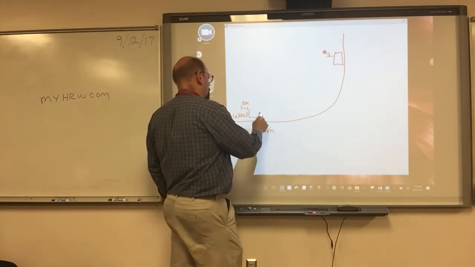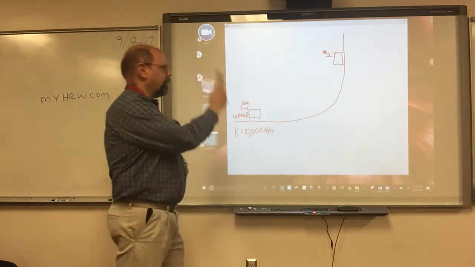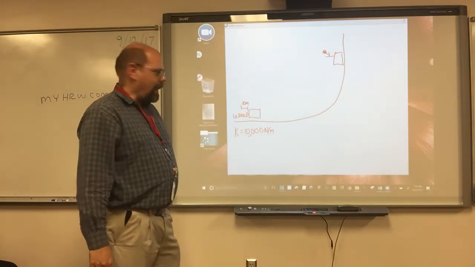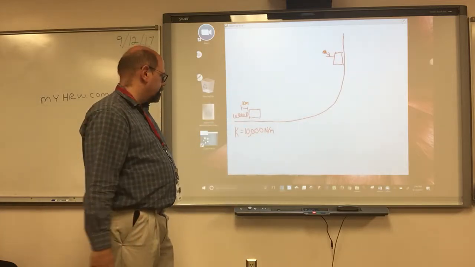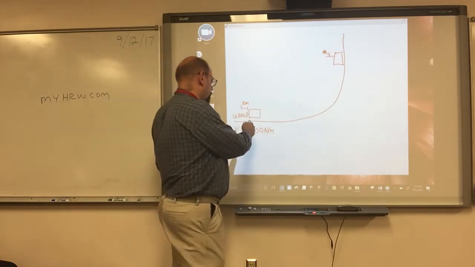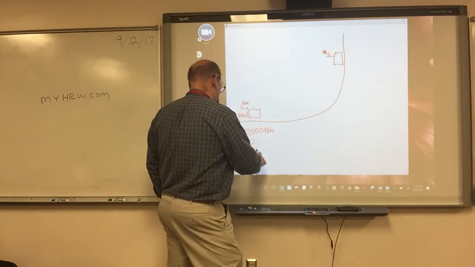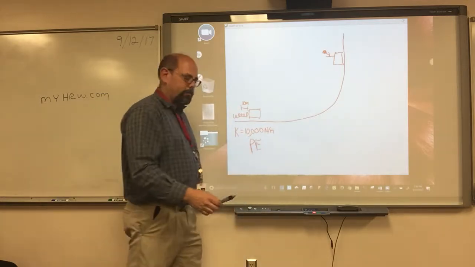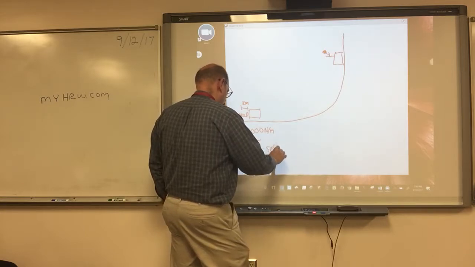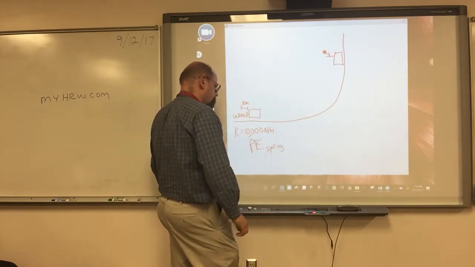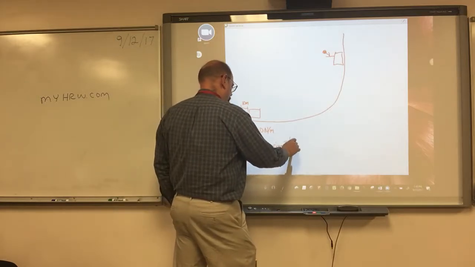So here's where we start with our car. There's where we end with the car up that hill, and we're going to assume that the track doesn't take away energy. It's frictionless. So what kind of energy is this? This is potential energy. Potential to do work, but it's a spring energy. Spring energy is governed by 1/2 kx squared.